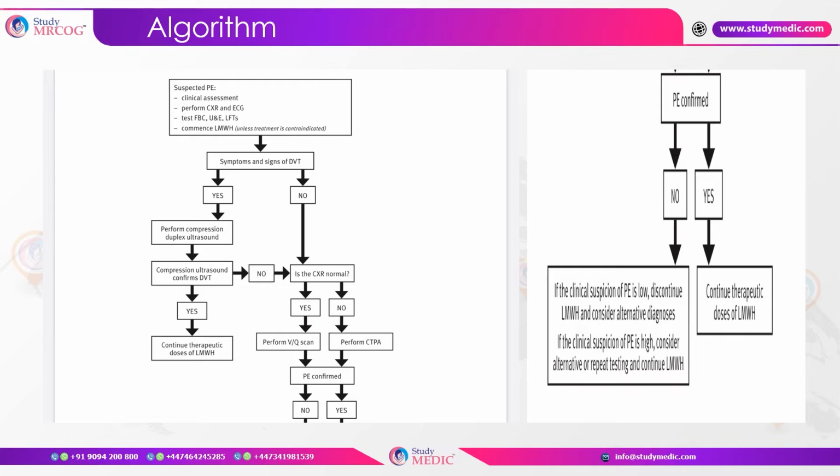If the diagnosis of pulmonary embolism is not confirmed, even on the VQ scan or the CTPA, but your clinical suspicion of pulmonary embolism is very high, you can consider an alternative diagnosis, or you can repeat testing but still continue with low molecular weight heparin. If your clinical suspicion of pulmonary embolism is low, you will discontinue low molecular weight heparin and consider any alternative diagnosis.